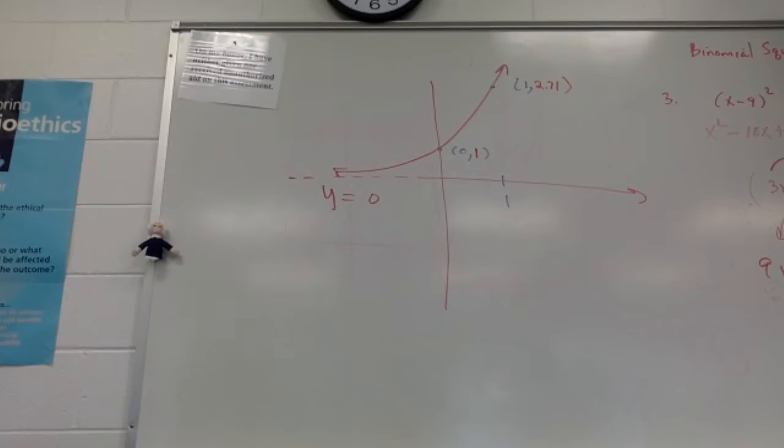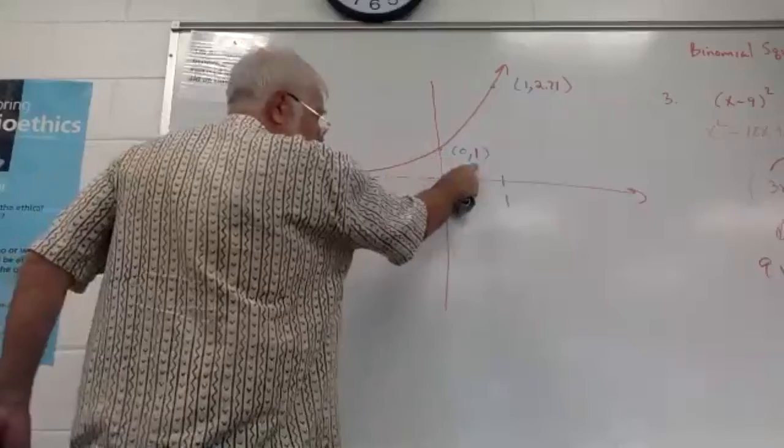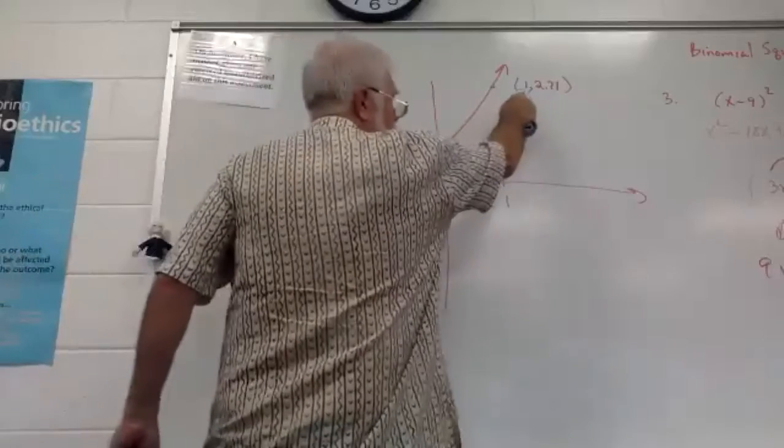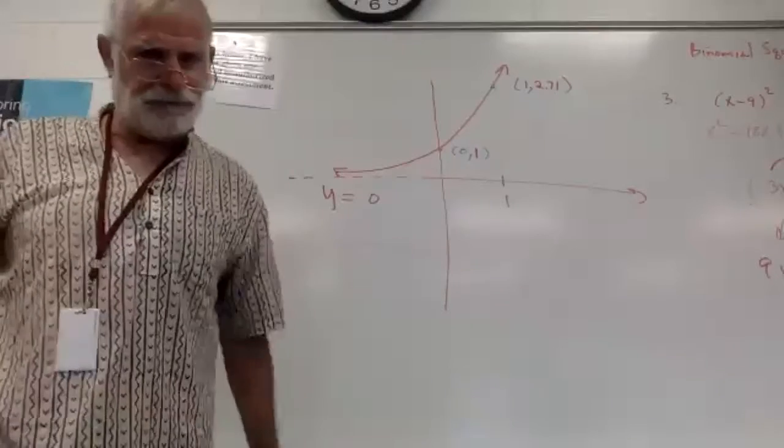Y equals zero is the asymptote. The exponential function passes through 0, 1, and it passes through 1, 2.71. Okay. See if you can put the numbers together.